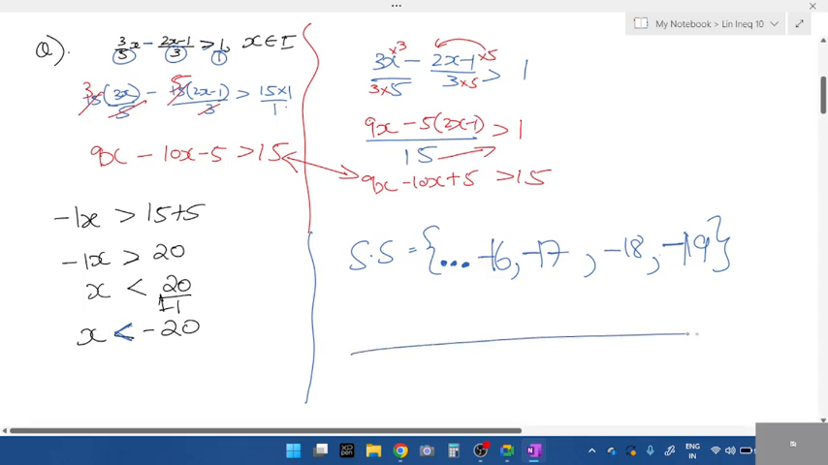Draw the number line. Minus 19, minus 18, minus 17, minus 16. And those dots should be drawn on top. Look, the dots should be represented on top like this.